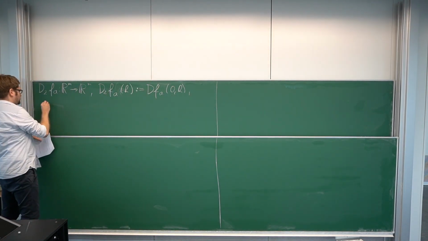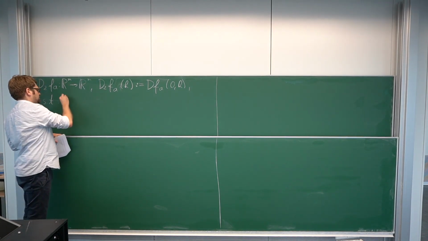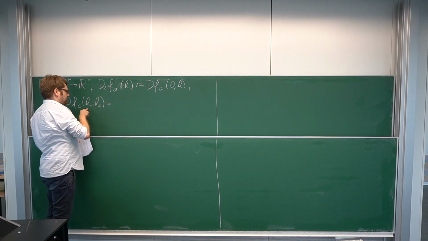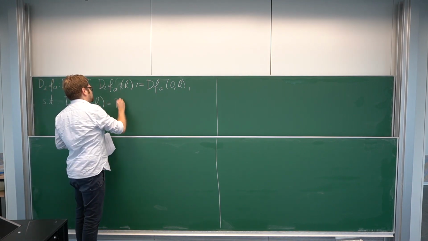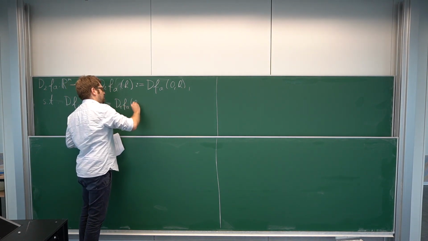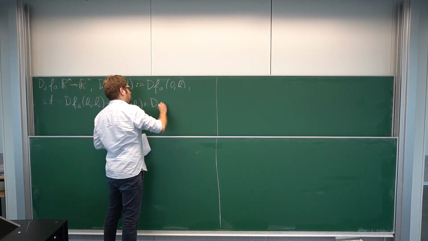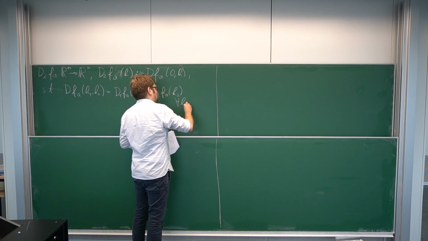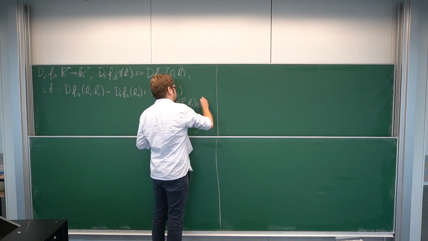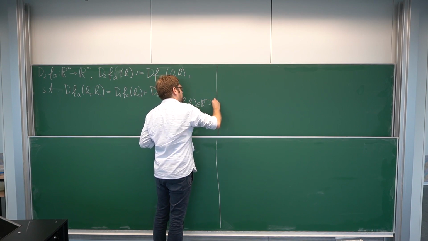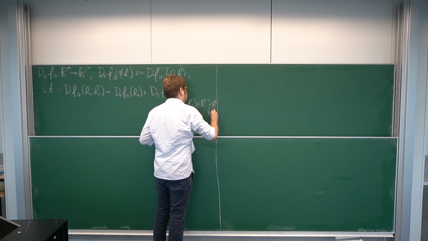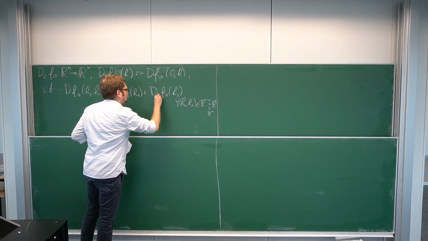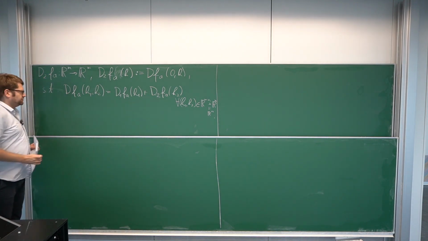This means we have defined them in such a way that df_a applied to (h1, h2), where h1 is in R^(n minus m) and h2 is in R^m, is the same as d1 f_a of h1 plus d2 f_a of h2, for all (h1, h2) in R^(n minus m) times R^m, which is just R^n. Okay, so this is how we define these differentials.